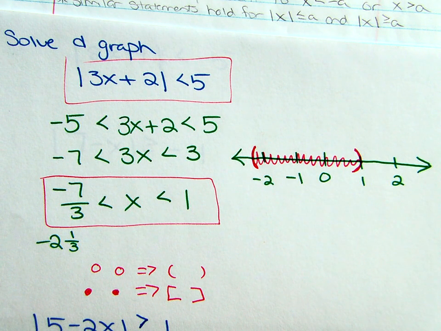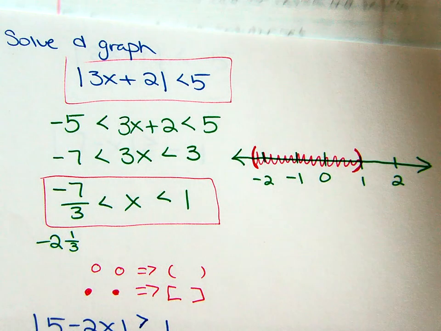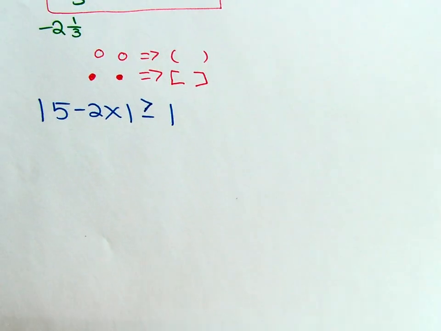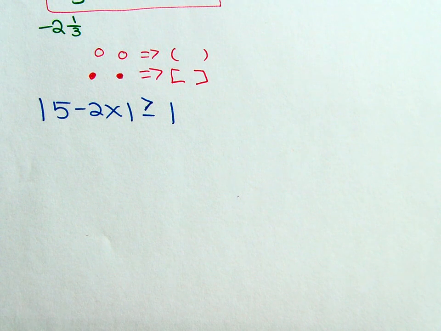Are there questions on how I did any part of this? Okay, let's try another one. 5 minus 2x is greater than or equal to 1. So this is the other situation. Whenever it's greater than, then we have to split it.